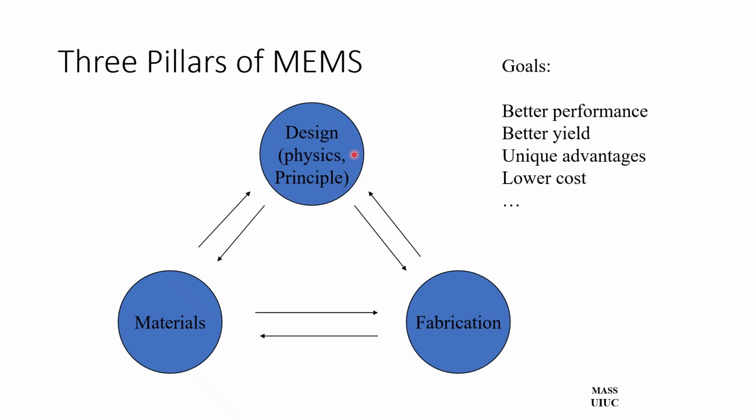If you have a good design, then it may also need a good material, and you also need a good fabrication process. The goals might include, for example, better performance for the machinery, better yield, some unique advantages of the device that you're making, and lowering the cost of the overall device so you have a chance of making profits. A good MEMS person needs to know all three things and understand the relationship between these.